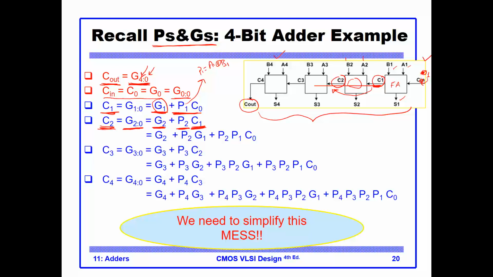And notice I can now replace the C1 expression over here, and I get this expression, which says I can generate C2, which is a group generate from 2 to 0, if I can generate the carry at this bit, or I have generated the carry at this bit, which is bit 1, and I'm able to propagate it through bit 2.